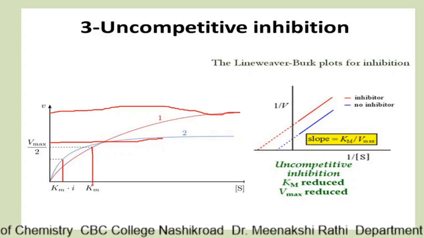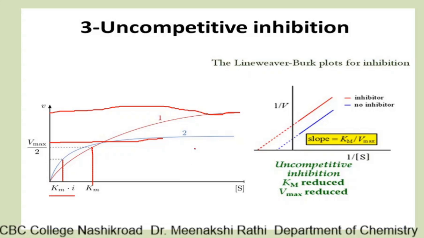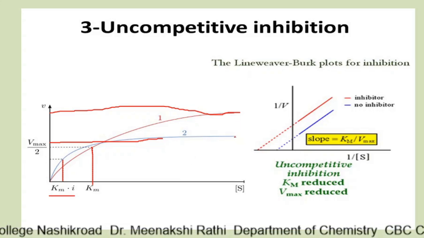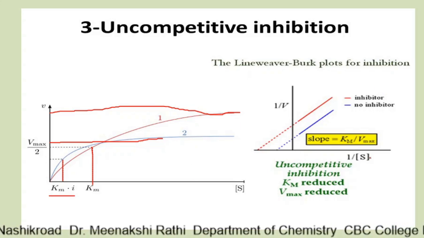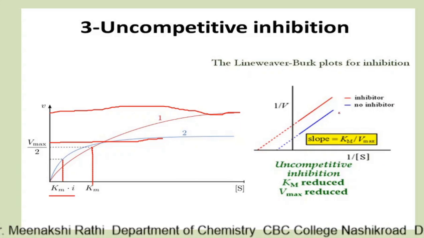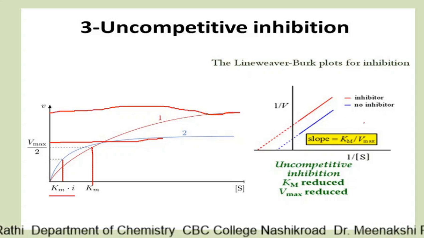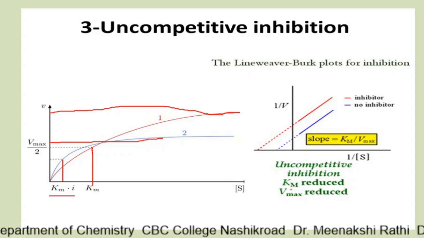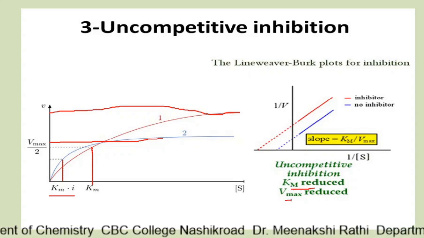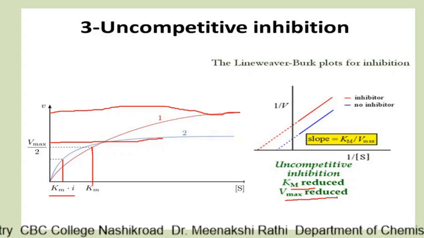So we can say that there is a decrease in the Km value for the substrate and there is again a decrease in the Vmax value. The same we can see here. Red line is for inhibitor and blue line is for no inhibitor. In uncompetitive inhibition, Km is reduced as well as Vmax is reduced. Both the values are reduced.